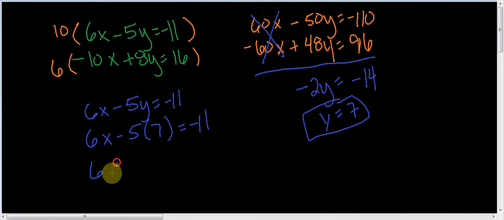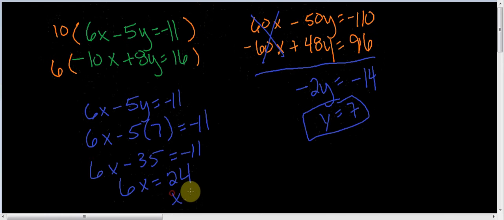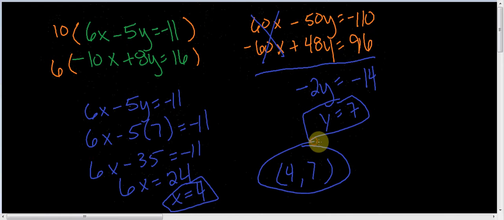And then I solve for x. So I get 6x minus 35 equals negative 11. I'm going to add 35 to both sides, and that's going to give me 24. And I divide and get x equals 4. Box it. Final answer is an ordered pair. You guys know that. 4 is my x, 7 is my y. That's my answer. Okay.